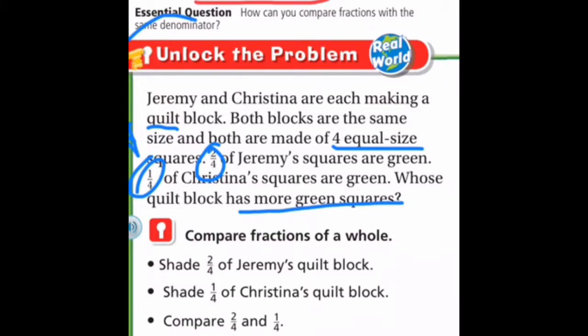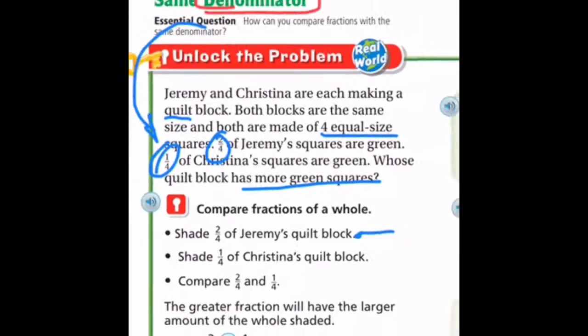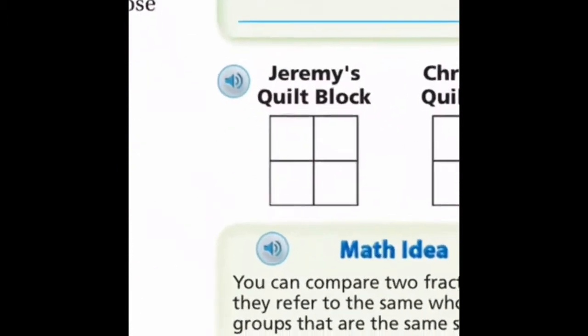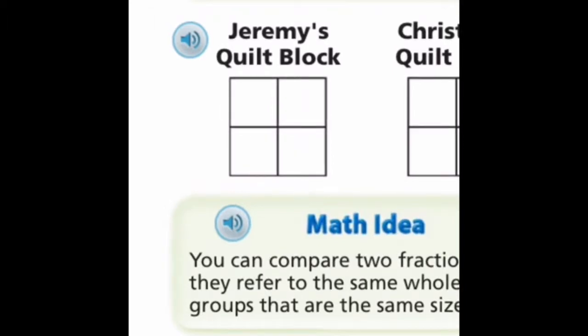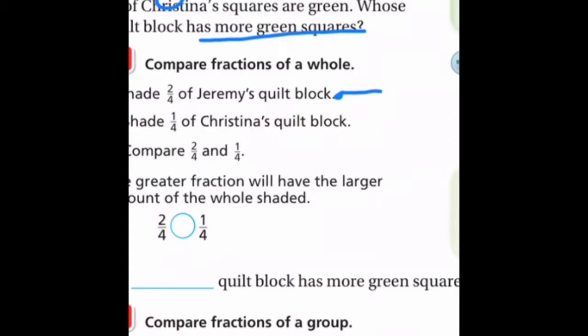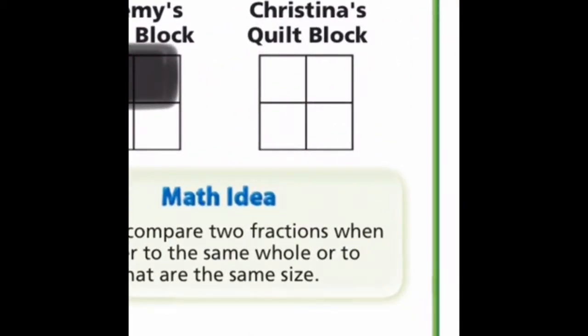So we're going to compare the fractions, and the first thing it says right here is to shade 2/4 of Jeremy's quilt block. And so we'll get Jeremy's quilt block. We'll shade 2/4 of it. Doesn't matter which two, just needs to be 2 of them. And I almost stayed in the lines. Next thing up, it says to shade 1/4 of Christina's. So come on over here, I'll change colors, maybe go to red and shade 1/4 of Christina's. There we go.